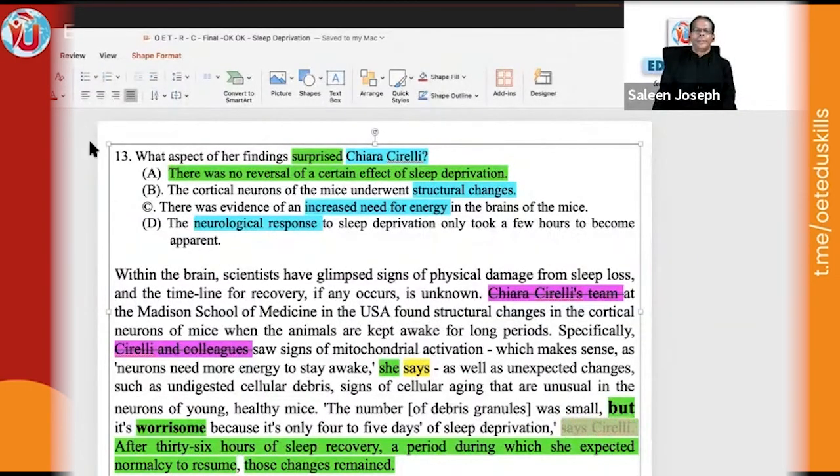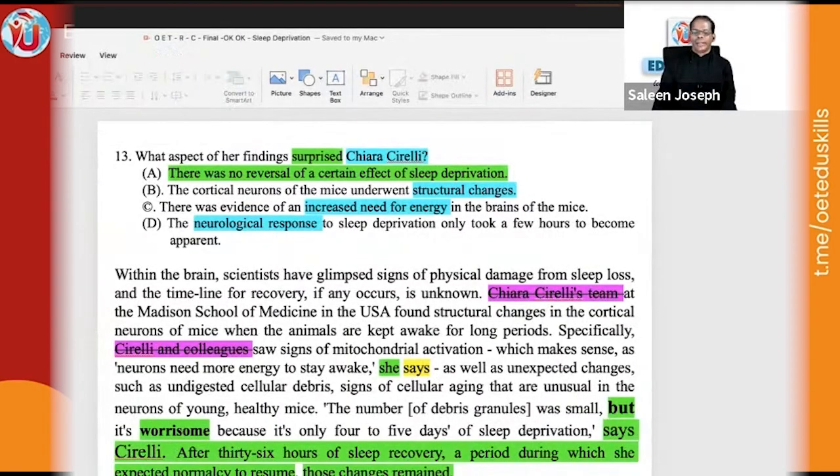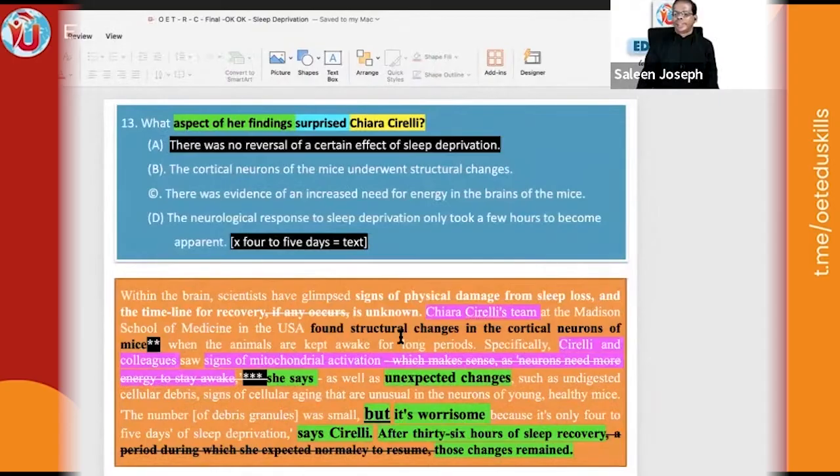So you see here you have the name given clearly, says Cirelli. So after that, you have answers. Okay. So the same strategy for all these 3 questions. Got it? See, the team, the colleagues, she says, worrisome, the emotions expressed. Okay. And found structural changes in the cortical neurons of mice. That is the second option. The cortical neurons of the mice underwent structural changes. Whose opinion is that? Not Cirelli's, right? Cirelli and team, the whole team's opinion.